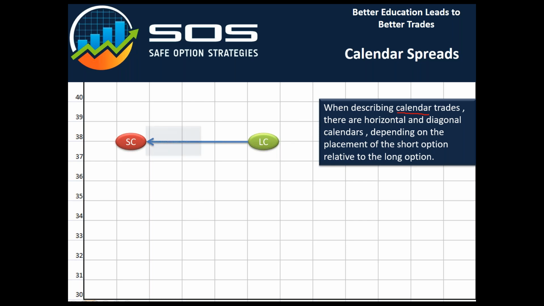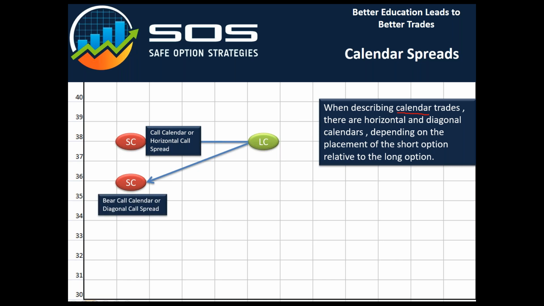If the strike price of your short option is lower, whether you're using calls or puts, you would refer to this as a bear calendar spread. If you're using calls, you'd call it a bear call calendar. If you're using puts, you would call it a bear put calendar.